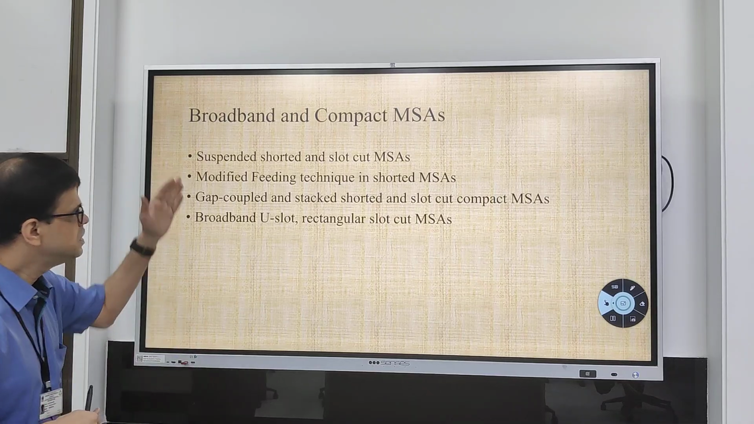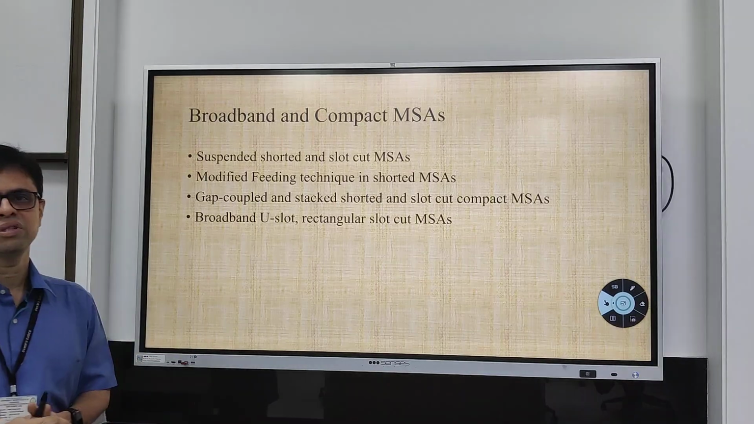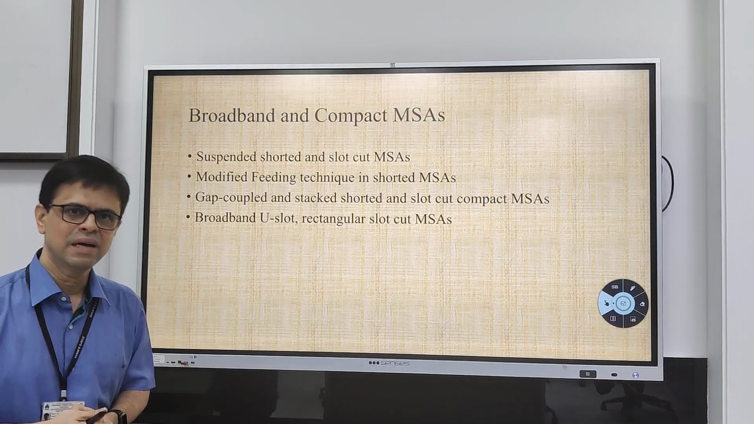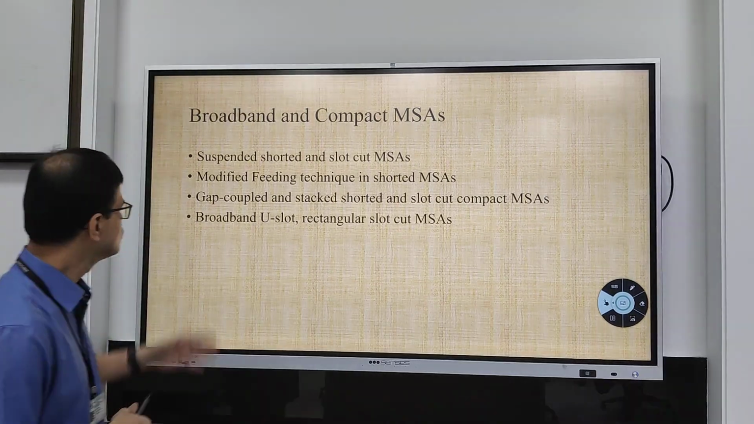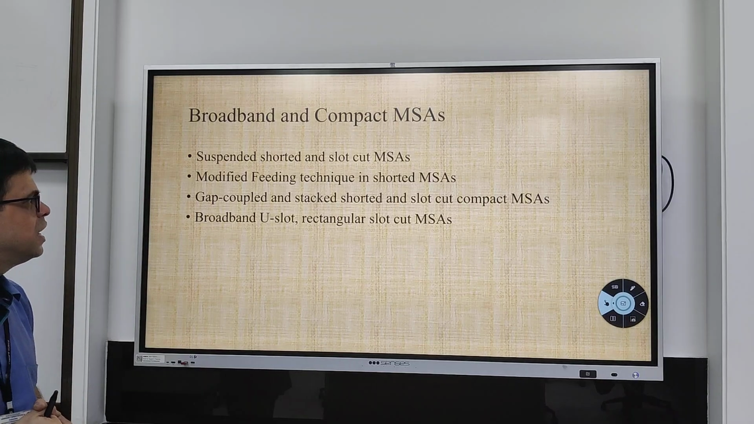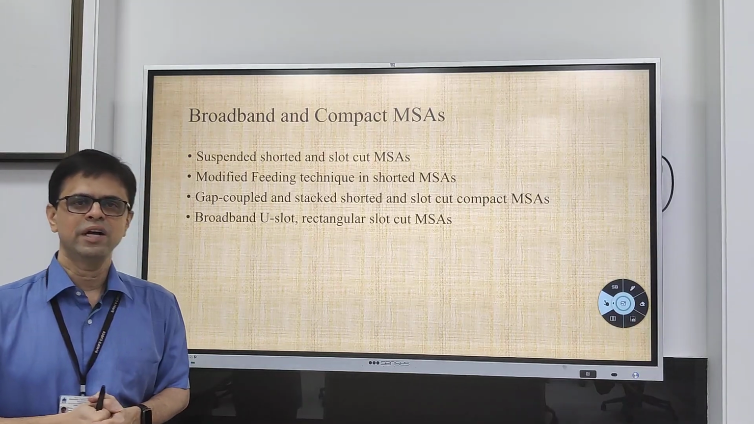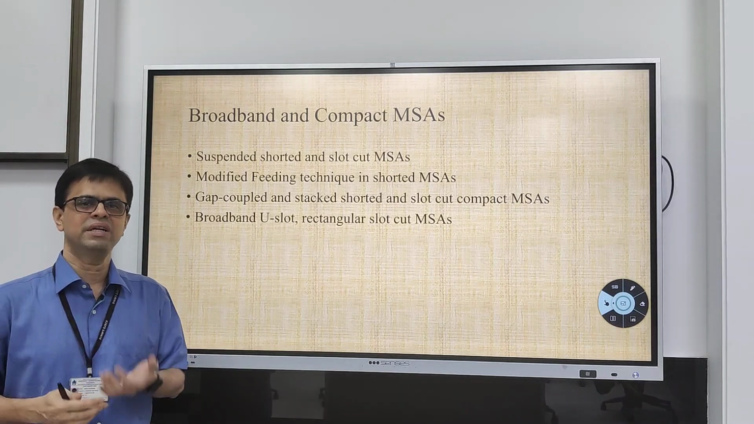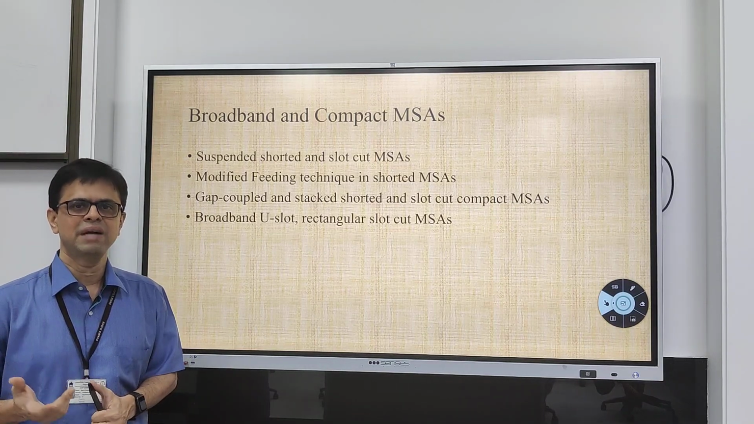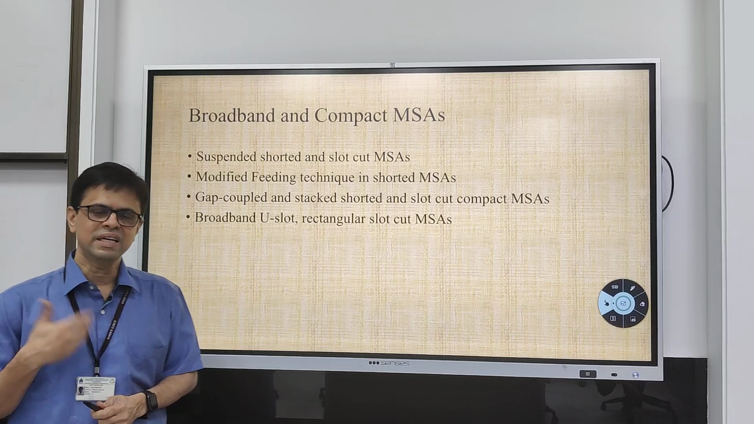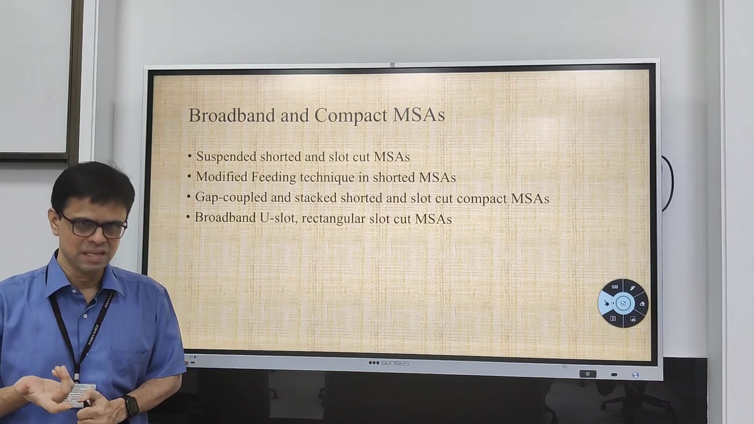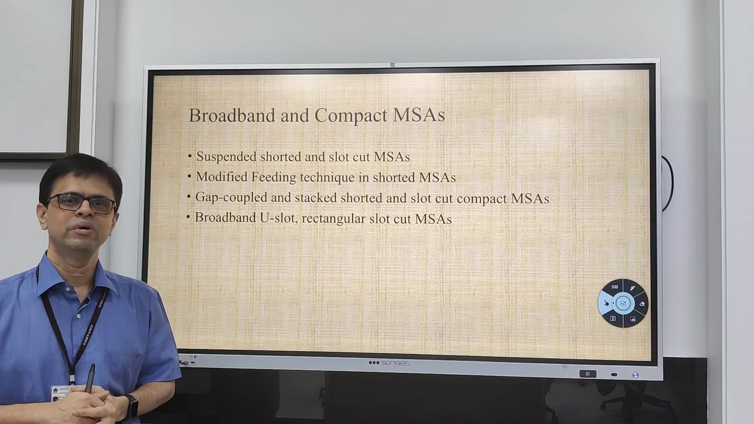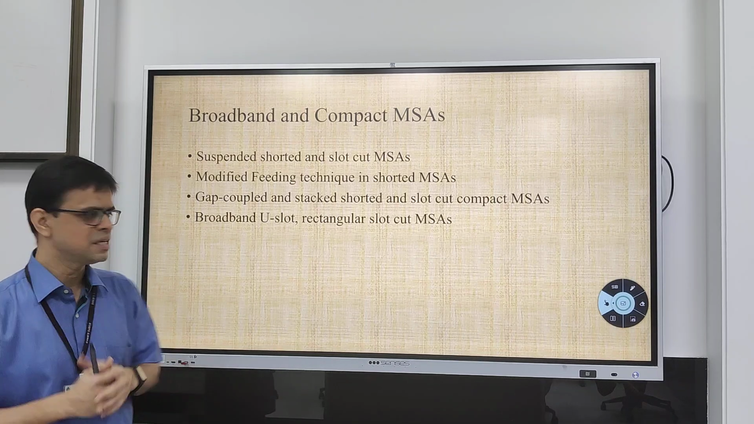So these are a few techniques which we are going to study in detail, how the techniques are applied to increase the bandwidth in compact designs. So first is suspended, shorted and slot cut MSA. Suspended configuration, as we know, increases the substrate thickness, and the substrate thickness directly governs the bandwidth of the antenna. So that increases the bandwidth even in compact designs. That suspended configuration we are going to employ to increase the bandwidth in compact design.